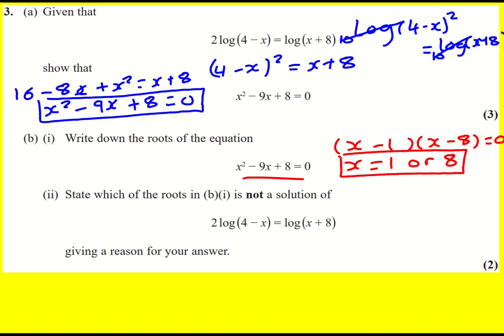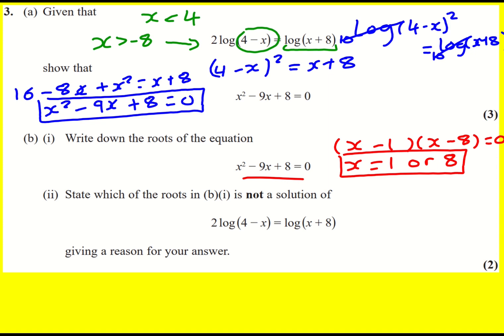Finally, state which of the roots in B part 1, remember this equation that we derived from the log equation, is actually not a solution to the original log equation. So what you have to remember is when you play around with the log equation and undo logs, sometimes you can create spurious solutions. So right at the start here, you can actually say that x has to be greater than minus 8, because otherwise this bit would be negative. Okay, but I also have to have x is less than 4 for both of these to be true. Sorry, for the logs to exist for both of them.